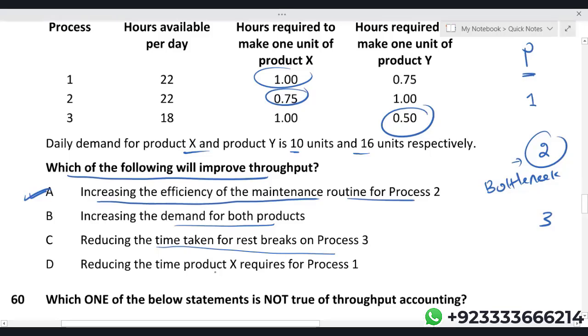Reducing the time of product X required, again, if you make processes 1 and 3 more efficient, you will not get a benefit because they are non-bottleneck resources. So increasing the efficiency of non-bottleneck resources will not increase your throughput accounting ratio, because throughput accounting ratio is always calculated on the basis of the bottleneck. The bottleneck is process 2, not processes 1 and 3.